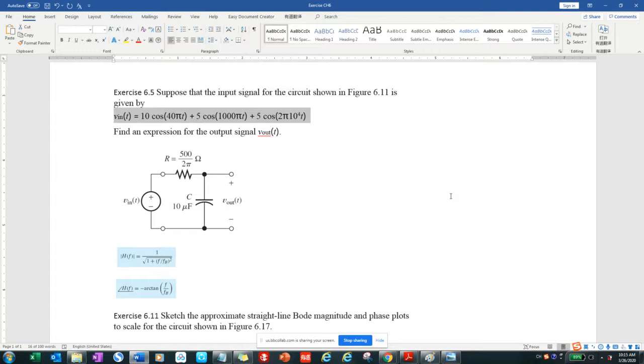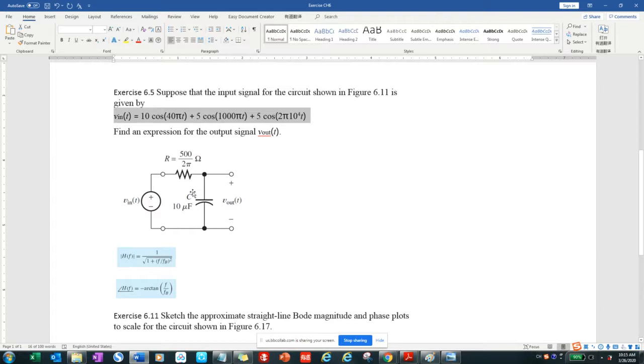But if we have a real circuit, the filter circuit, then in fact we have the curve to represent the magnitude plot and the phase angle plot. You won't have the direct straight line. Then we need to figure out what is the magnitude and what is the phase angle.